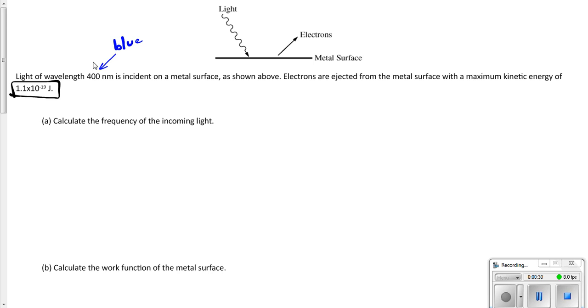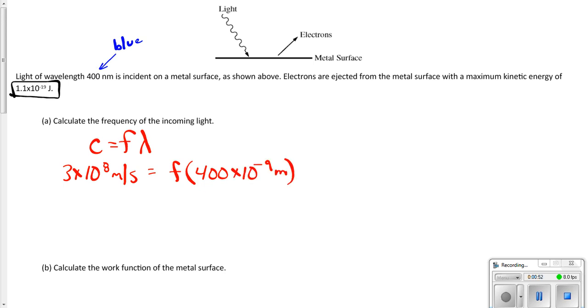How do you calculate the frequency of a light? c equals f lambda. Speed of light, 3 times 10 to the 8th meters per second, equals the frequency, which we're calculating, times the wavelength, 400 nanometers, times 10 to the negative 9 meters. So the frequency, typically 10 to the 14th hertz. What is it this time? 7.5 times 10 to the 14th hertz.